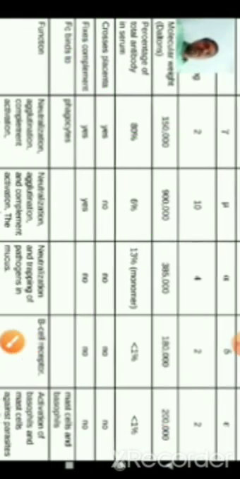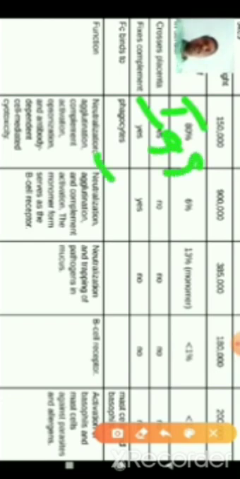So this is another type of function of the antibody. And the last function of the antibodies is that every antibody has its own function. IgG's function is neutralization: the antigens are neutralized by the IgG antibodies. Also agglutination, they form clump-like structures along with the antigens. And complement activation is also present.